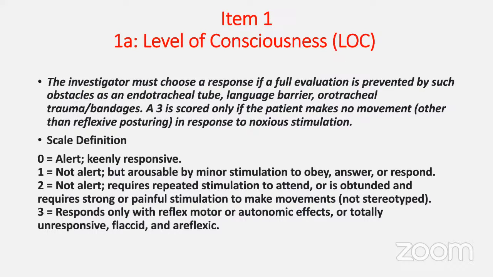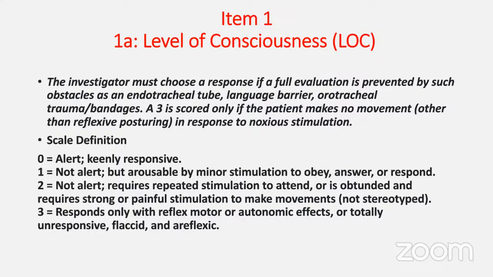The first item is the level of consciousness, and it has 3 parts: 1A, 1B, and 1C. The first item, 1A, is the examiner's overall impression of the patient's alertness. Normally, you will get enough information when taking the patient history. To make this assessment, ask the patient 2 or 3 questions regarding the circumstances of the admission. For example, you can ask the patient, are you having any pain today, or are you comfortable now, and record his response. We give a score of 0 if the patient is keenly responsive or alert.